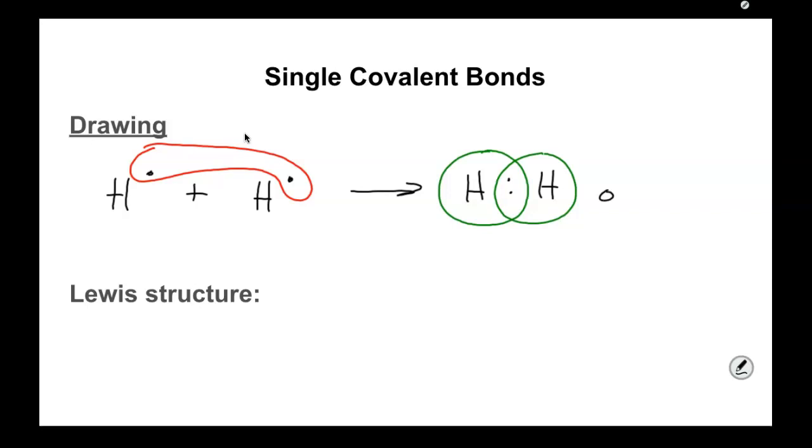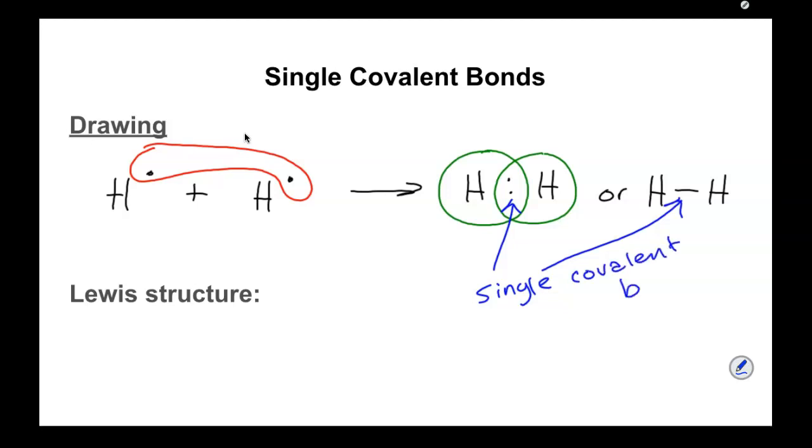Another way we could draw this is we could take those two dots and turn them into a dash. A dash stands for two valence electrons. Now, what we've drawn here, I'm going to label these two. These two things that we've drawn here or here, those are single bonds. They're covalent because they're sharing electrons. But those are single covalent bonds because one pair of electrons is shared.